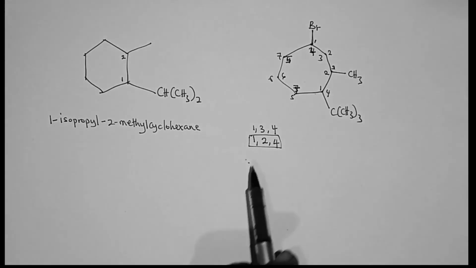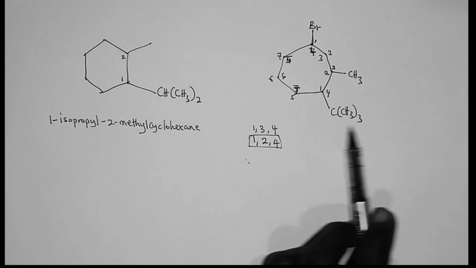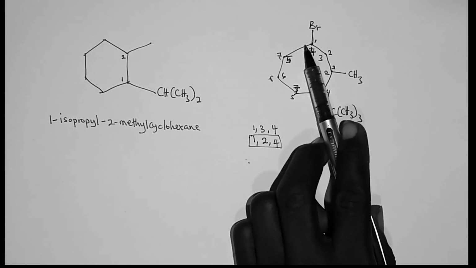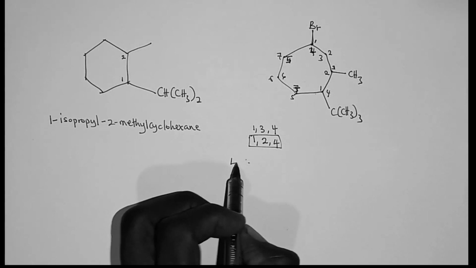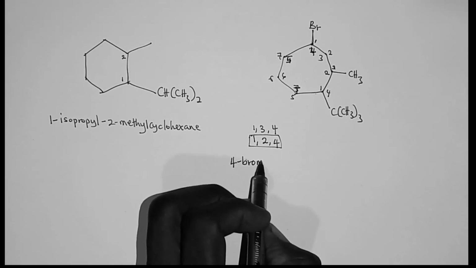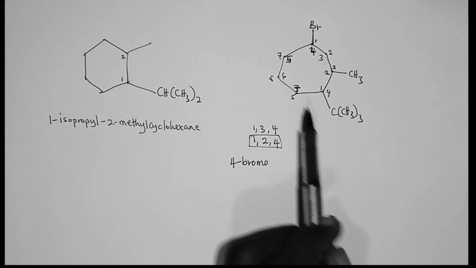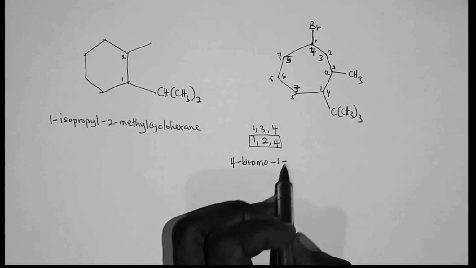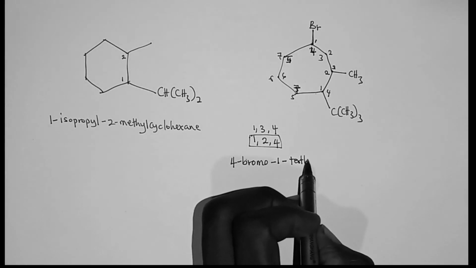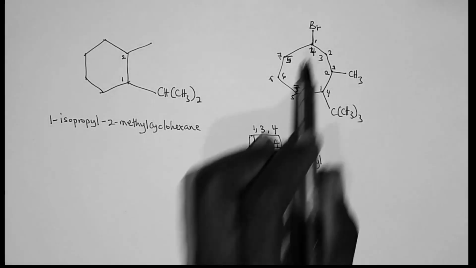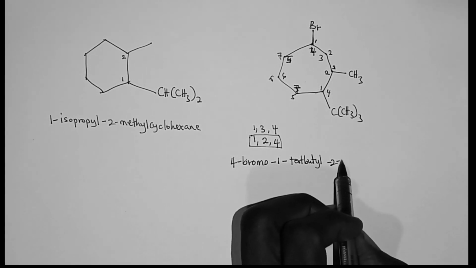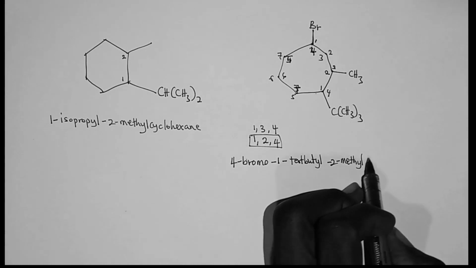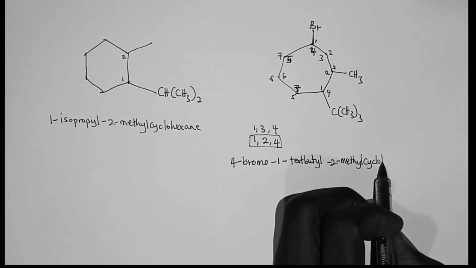So in naming, you see that this is a tert-butyl, this is a methyl, and then this is a bromo group. So the bromo group alphabetically comes first, and therefore we will start with 4-bromo. And then after that, the tert-butyl group comes second. So 1-tert-butyl, and then the last thing is a methyl, 2-methyl. Then the cyclic ring is a 7-membered ring, so it becomes cycloheptane.